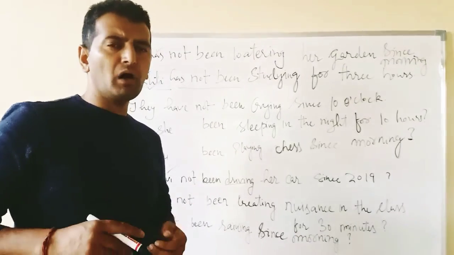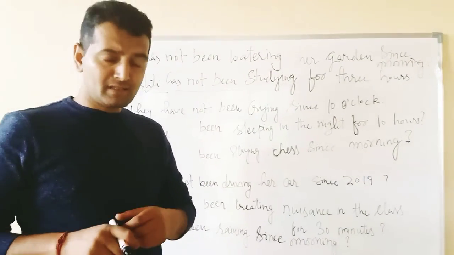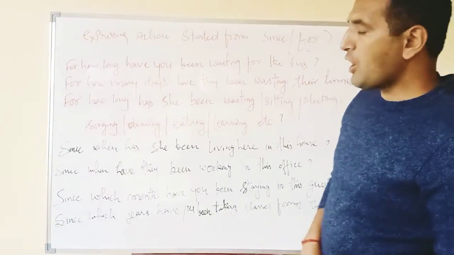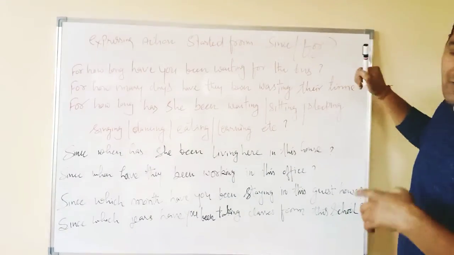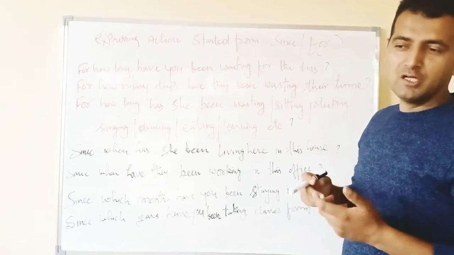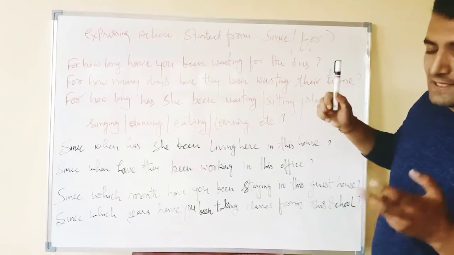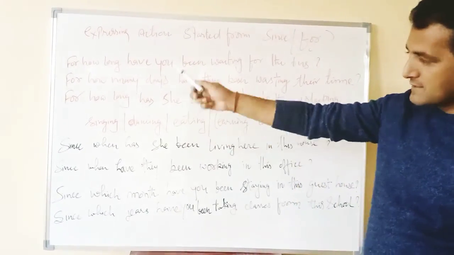देयर इज समथिंग मोर अबाउट प्रेजेंट परफेक्ट कंटिन्यूअस टेंस. लेट्स सी इन द नेक्स्ट स्लाइड, राइट? Now, expressing action started from since and for. These are very special sentences that we make, जो हम बनाते हैं with the help of since and for, and these are the sentences with which we start our sentence from since and for, right?